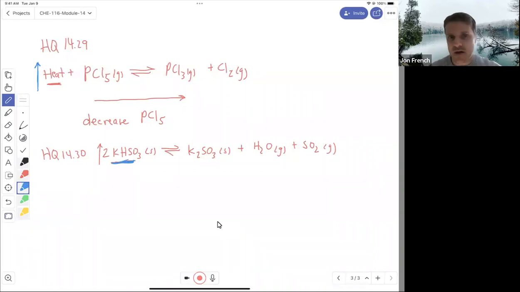They don't show up in our equilibrium calculations. So I can add as much solid as I want to this. It's not going to change the equilibrium of this reaction. So it'll have no impact on the equilibrium. So this would do nothing to the equilibrium position of this reaction.